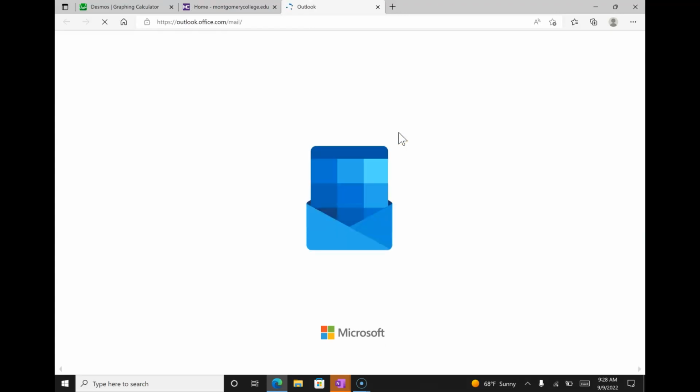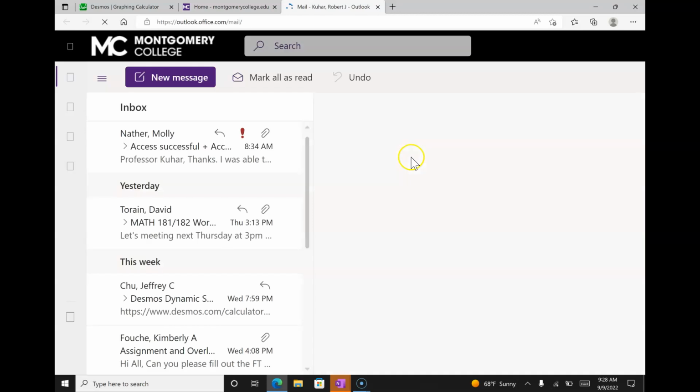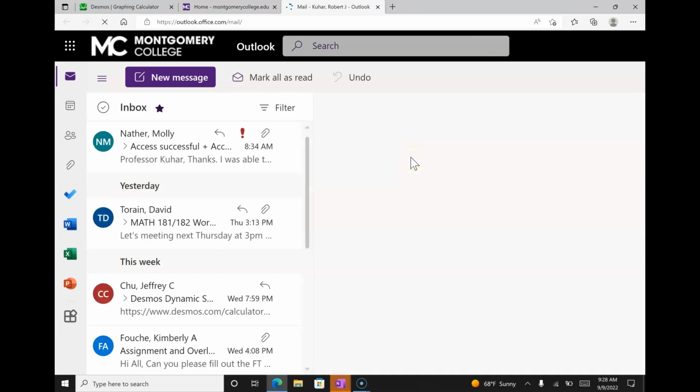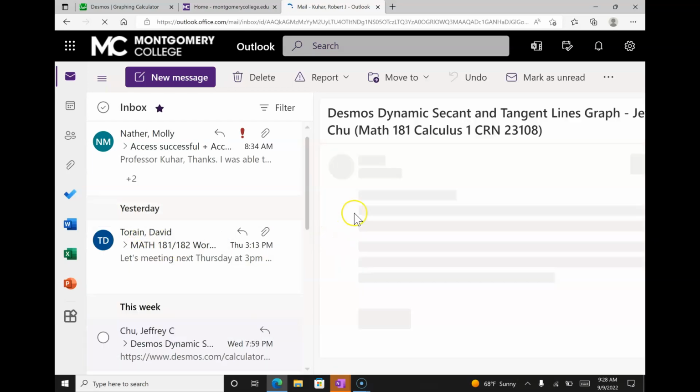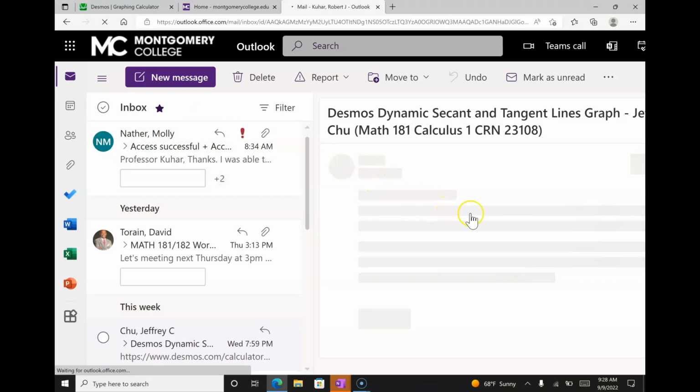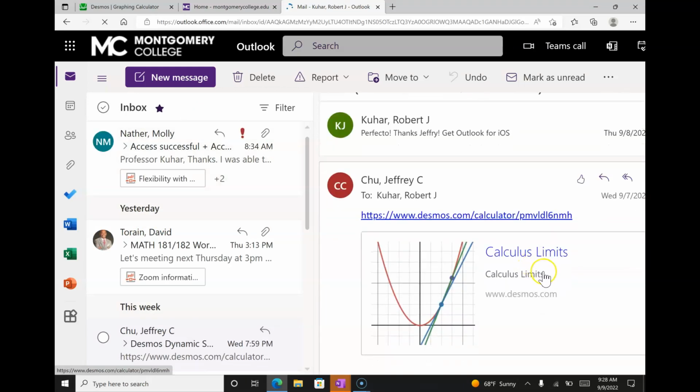Yeah, again, if you're going to email me, you just email me directly, right? So don't go through Blackboard to email me. Don't go through WebAssign to email me. Jeffrey sent me this already. So once you send me something, it'll look like that, right? You send me something. So I'm going to open his.